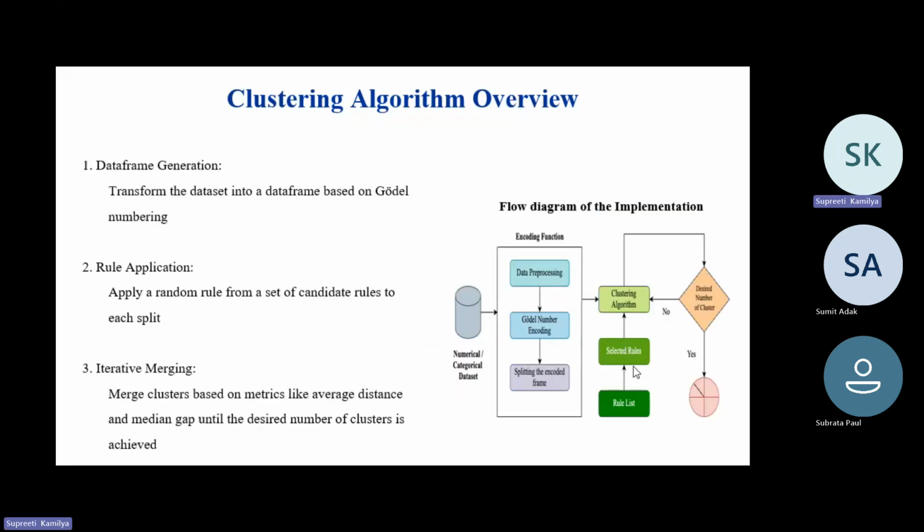So here is the flow diagram of how we are implementing our work. First we generate the data frame through Gödel number, then we apply the rule on those generated strings. Then we use the iterative method to make the clusters. This is the flow diagram of our work.